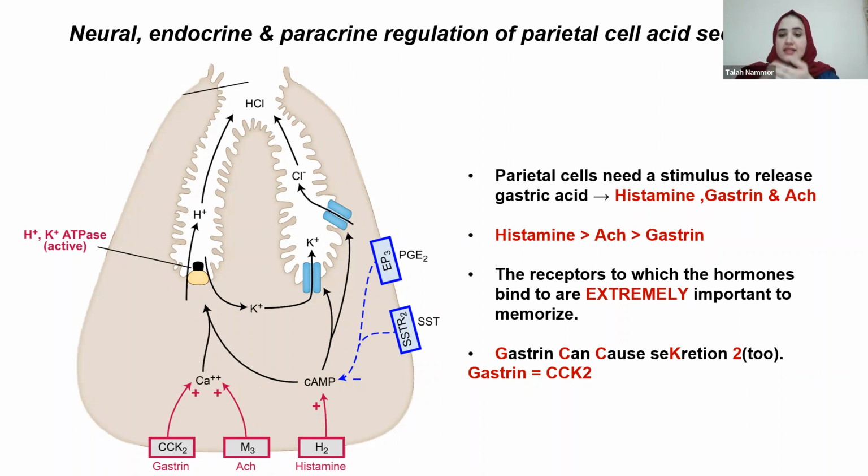So since it will work on this, it will cause the release of hydrogen. It will only cause the release of hydrogen. It cannot cause the release of Cl minus. That's why we were saying gastrin is the weakest, because gastrin will only bring about the release of hydrogen. And if we were lucky and had Cl moving there, it's going to form HCl. But gastrin alone is not going to be able to produce huge amounts of gastric acid.